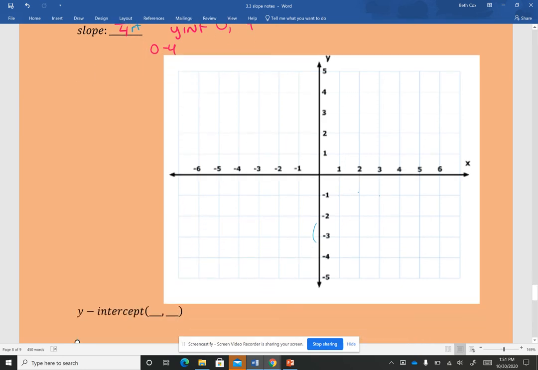This is really bothering me. Let's see if I can get it to behave. So there we go. Up 3. 1, 2, 3. 1, 2, 3, 4. Be still. So there's my line. Don't know why it's doing that. I'm not going to touch it.